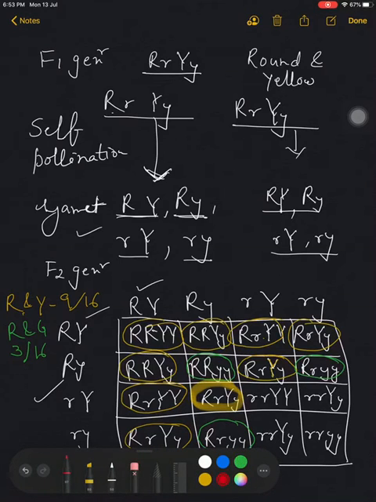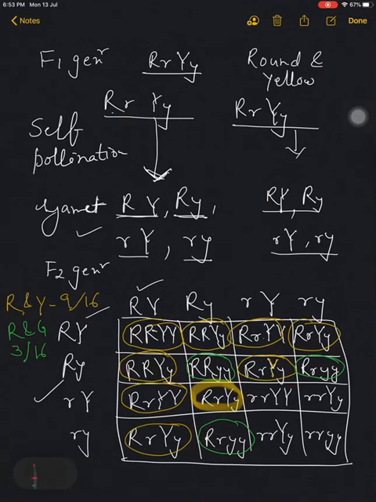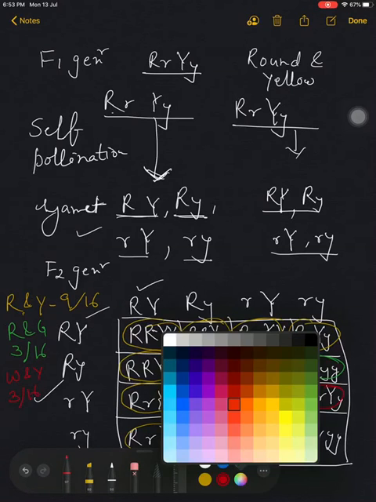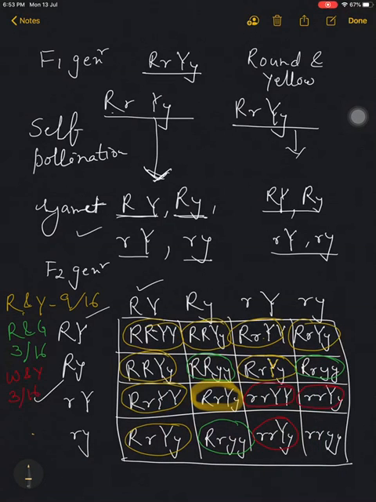After that, wrinkled and yellow you have to see. Wrinkled and yellow I am using here red color. So wrinkled and yellow means a small r and capital Y. This one and this one. So wrinkled and yellow seed is again 3 by 16. After that you have to see wrinkled and green. So for the wrinkled and green, what is the ratio? 1 by 16.